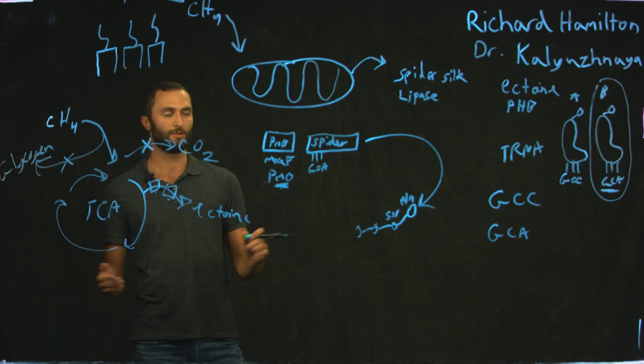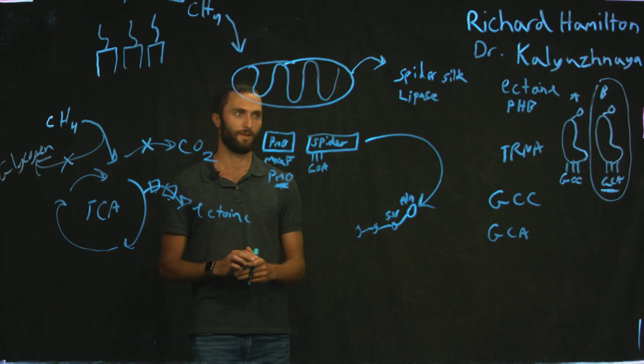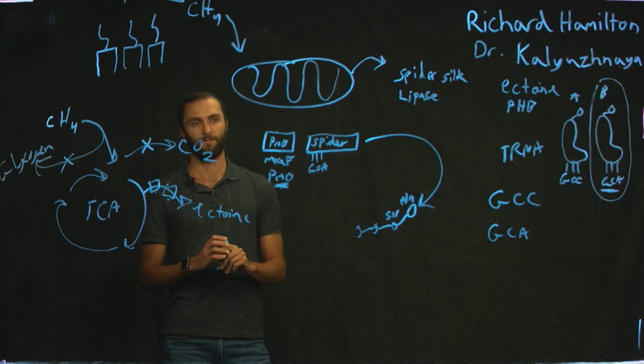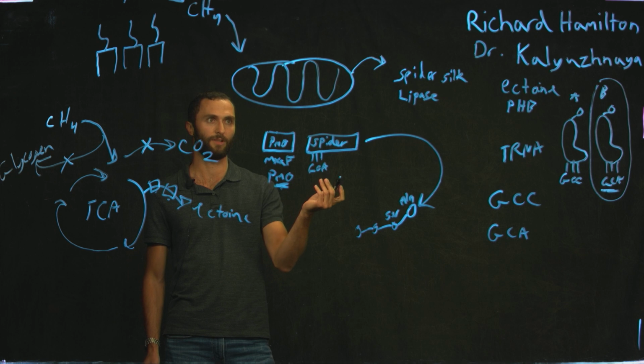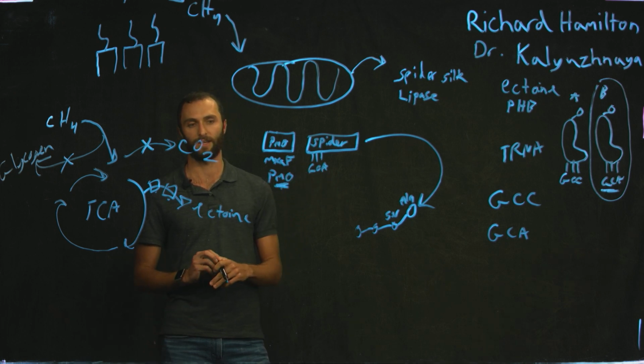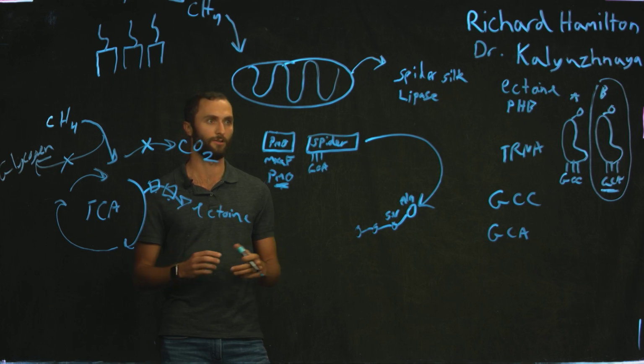So overall, with this whole system, we want to create efficient production of either metabolites or proteins from methane gas to decrease methane emissions in the environment and decrease climate change.